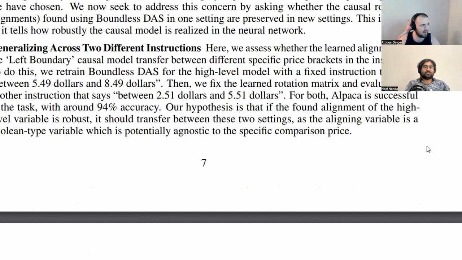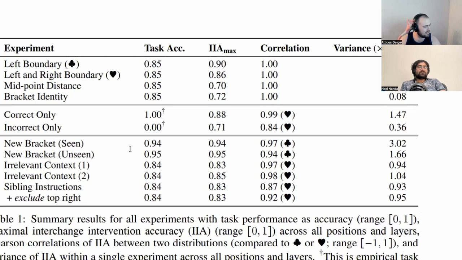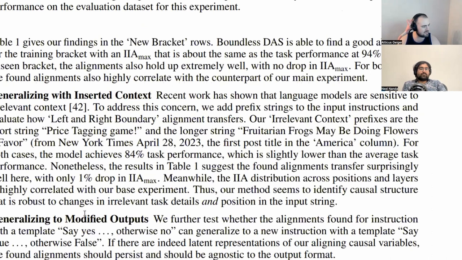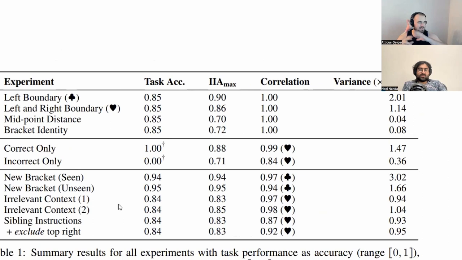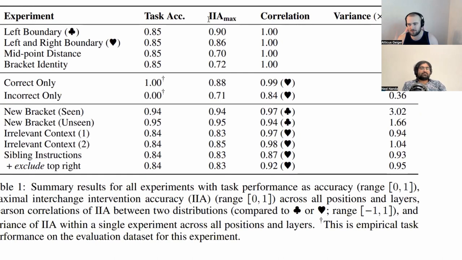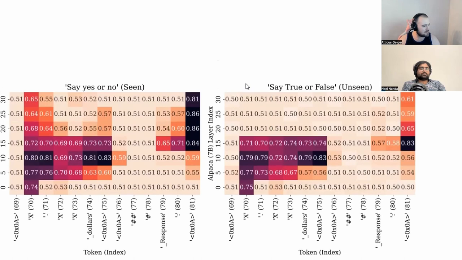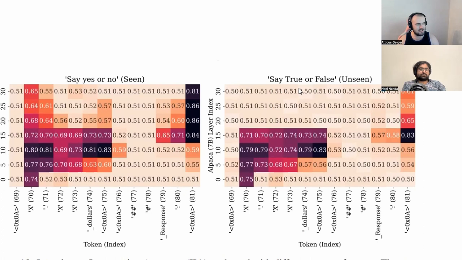And then this is the final part of the paper for us to talk about, just briefly going through it: different contexts and different outputs. For instance, we might do an interchange intervention where one of the inputs is the exact same input, except it has some irrelevant context, like this is a pricing game put in front of it. Or you say yes or no instead of true or false. And actually that might be the most interesting. So the normal task is say yes or no, and the other task is say true or false.